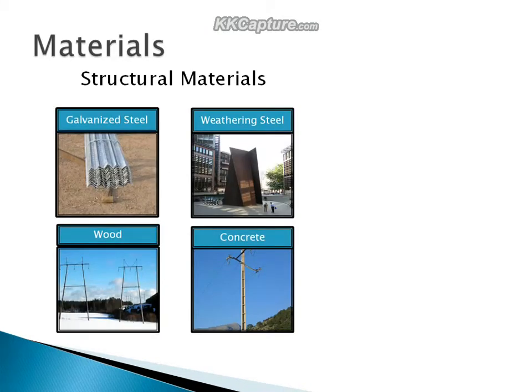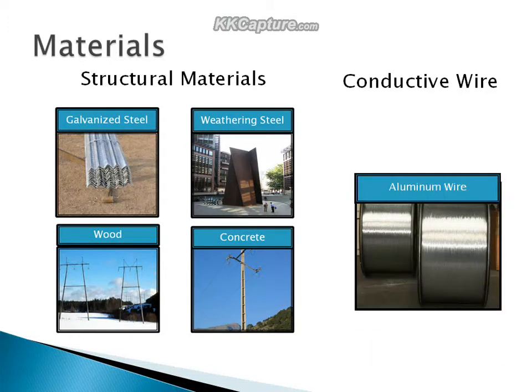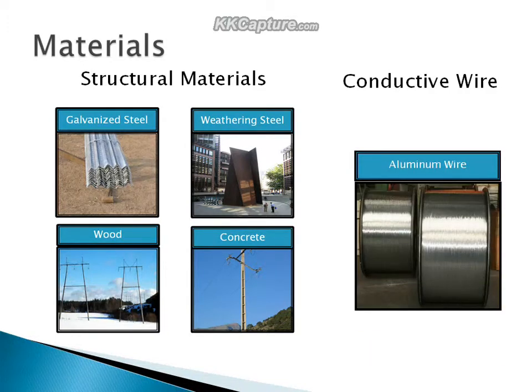Electrical transmission towers are made of 4 common materials: galvanized steel, weathering steel, wood, and concrete. Often aluminum wire is used for the transmission lines due to its high electrical conductivity and low cost.